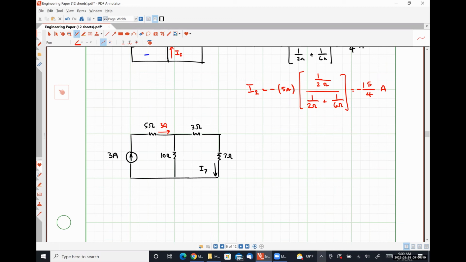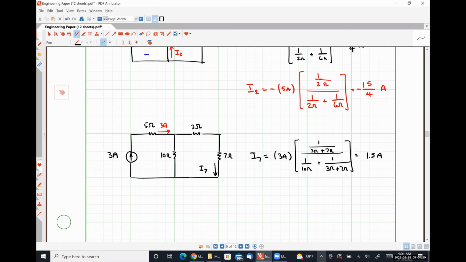The potential pitfall here is that our current I7 needs to treat both of those branches as single resistances, right? So that means that we would take our 3 amps of current and then the resistance of the branch that we want is 1 divided by 3 ohms plus 7 ohms. So that's the total resistance of that right-hand branch, which is what we're trying to find the current through. And then in our denominator, we'll have 1 over 10 ohms, that left branch, plus 1 over 3 ohms plus 7 ohms, the right branch, which should give us a current of 1.5 amps.